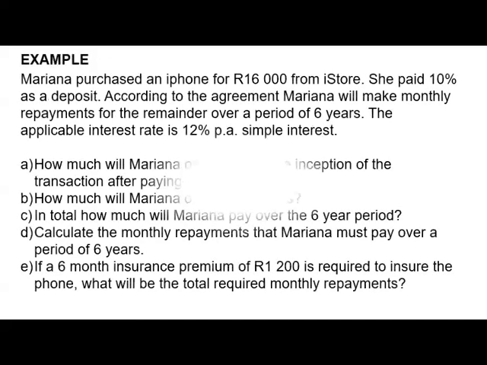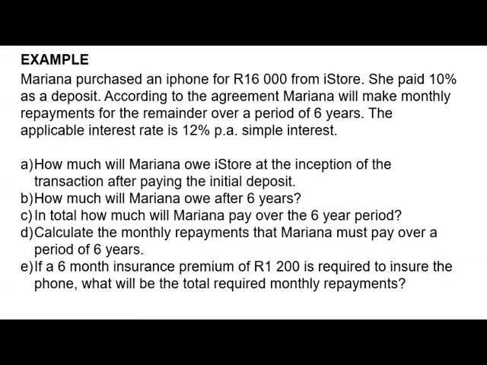Okay, for instance, I gave them this example about Mariana. Mariana purchased an iPhone for 16,000. That 16,000 is the purchase price from iStore. She paid 10% as a deposit. Here I didn't give you what the deposit is; you had to calculate it. To calculate the deposit, you take that 16,000 and multiply it by 10%. That will be your deposit, which will be 1,600.